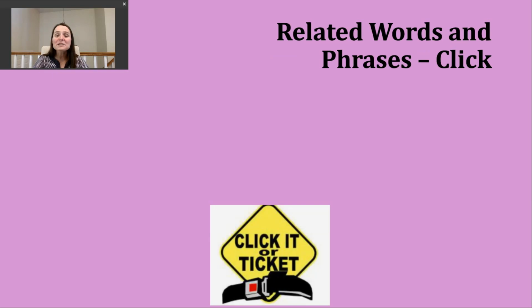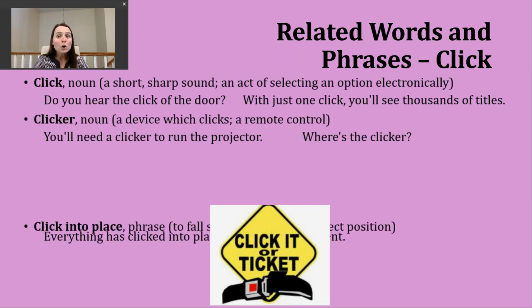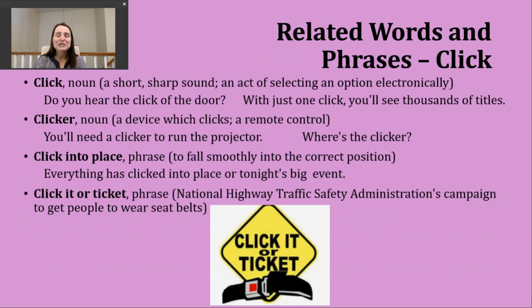Now, let's spend a little time talking about some words and a couple of phrases related to our verb click. And the first word we're going to look at is just the noun form of this word. It can have a couple meanings. One might be to refer to that short or sharp sound. An example here. Do you hear the click of the door? Right? So some people would describe the sound a lock makes as a click.